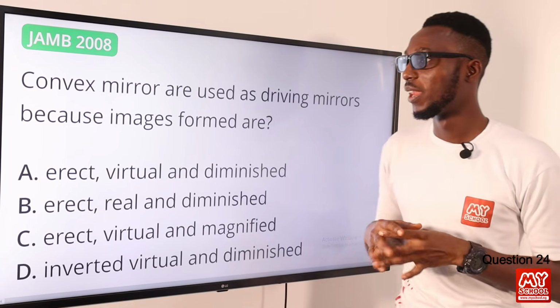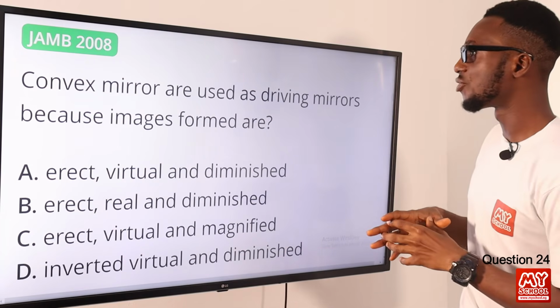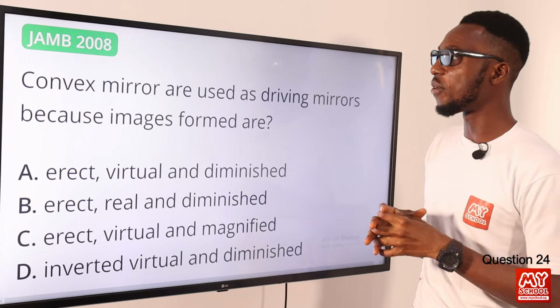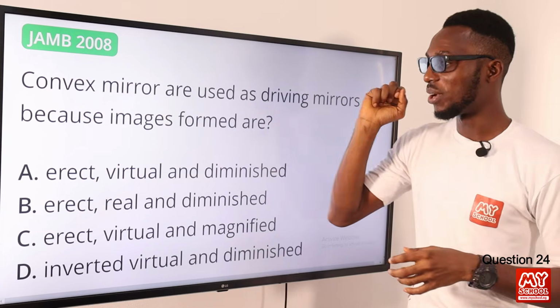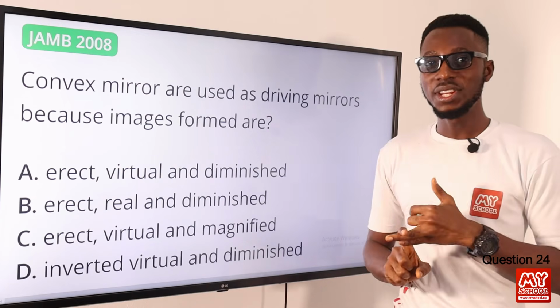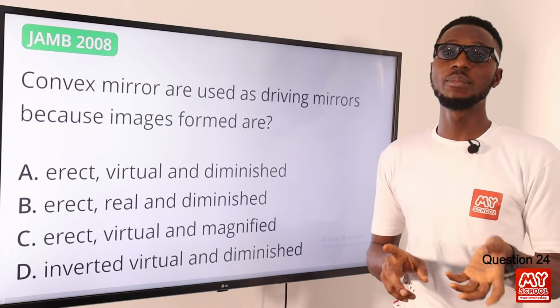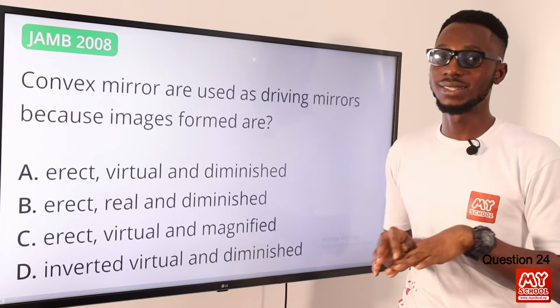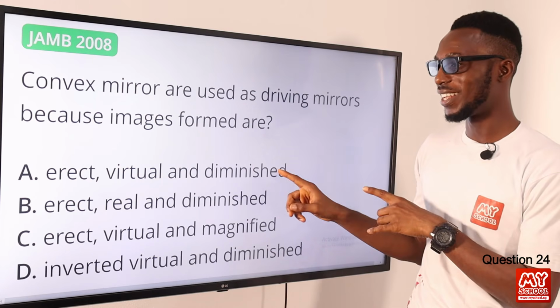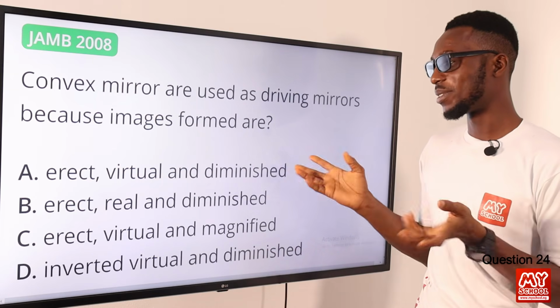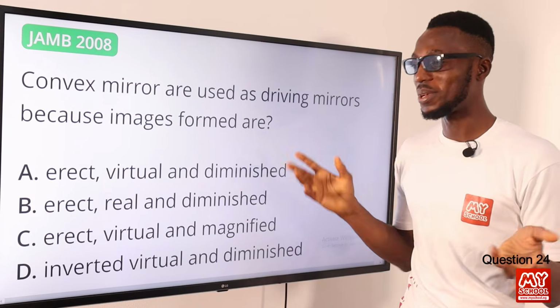Question 24. Convex mirrors are used as driving mirrors because images formed, whether you refer to them as convex mirrors or diverging mirrors, are always erect, diminished, and virtual. Then coming to sign convention, you know their focal length is negative. That's just extra information. So the correct option here is option A, erect, diminished, virtual. So option A is good to go.